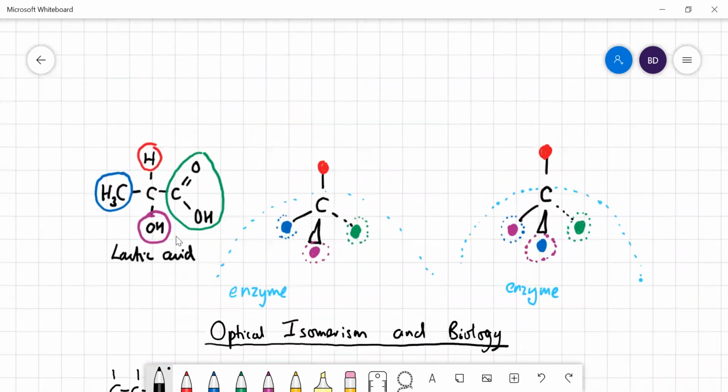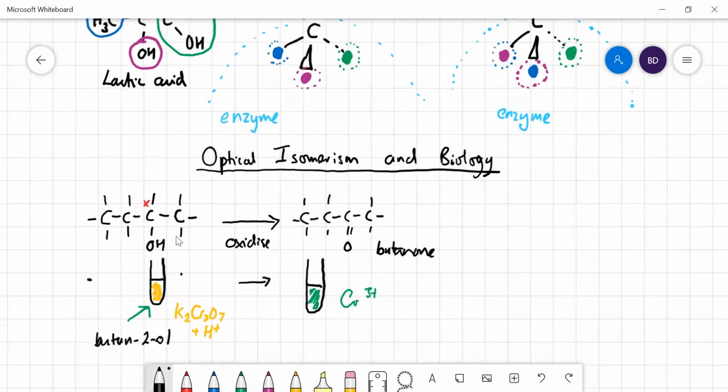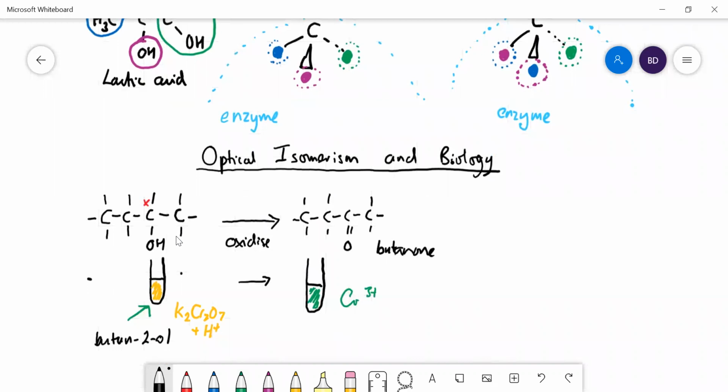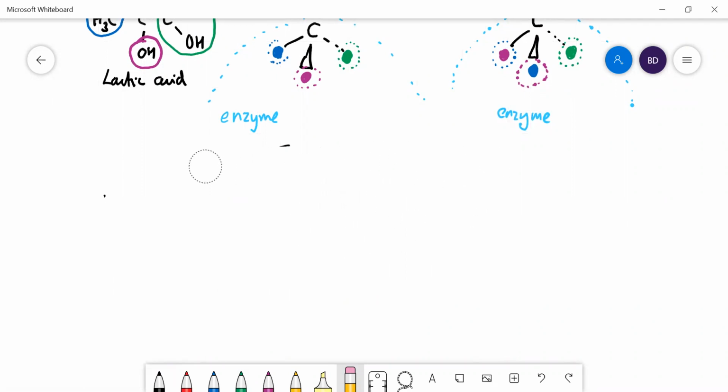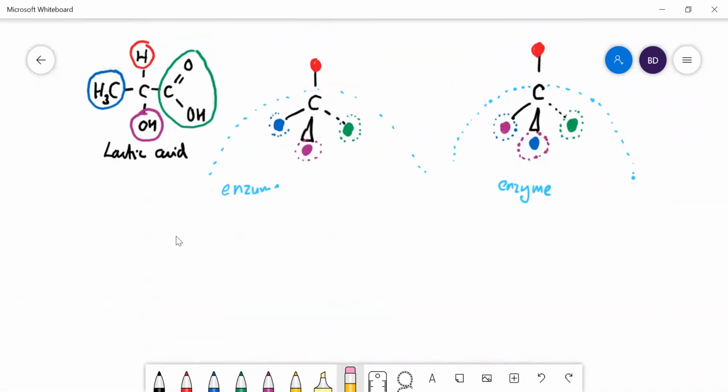Now it's different if the reaction is catalyzed by an enzyme. Here we're going to look at the oxidation of lactic acid. That is lactic acid, and it is oxidized by an enzyme to pyruvic acid, which has this formula. It's a ketone. So you've got a secondary alcohol going to a ketone, but it's catalyzed by an enzyme.